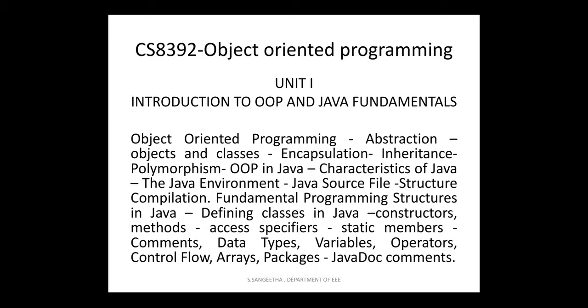Object Oriented Programming, Abstraction, Objects and Classes, Encapsulation, Inheritance, Polymorphism, OOP in Java, Characteristics of Java, Java Environment, Java Source File Structure, Compilation, Fundamental programming structures in Java, defining classes in Java, constructors, methods, access specifiers, static members, comments, data types, variables, operators, control flow, arrays, packages, and also Javadoc. These are the topics we are going to study in unit 1.